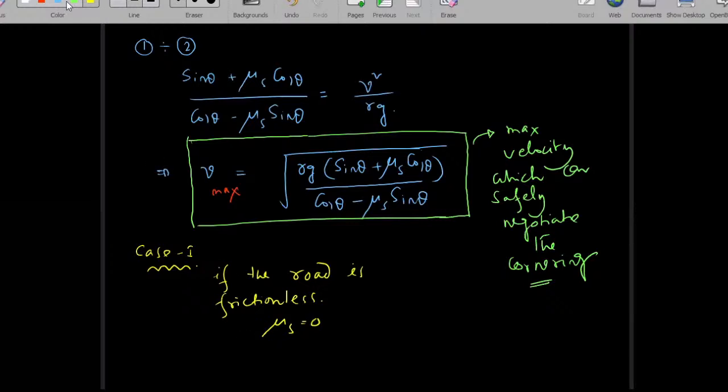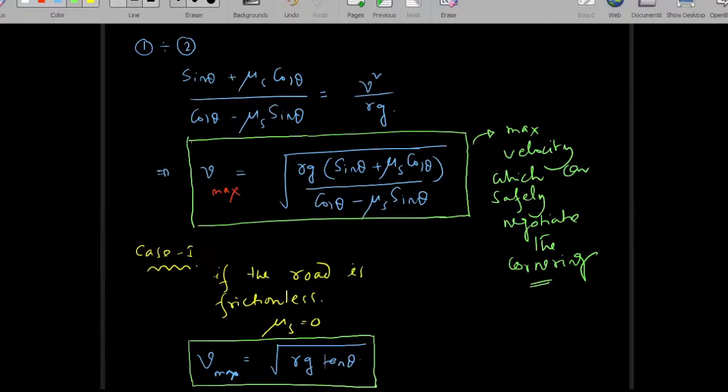Okay, it's a very simple thing to imagine. So in that case, V max equal to, let us check how much you are getting. See, mu s equal to 0 means it is simply coming sine theta by cos theta. So the value will be root under of Rg tan theta. When we take the general case, we will have a cross check whether we are exactly getting this value or not. But from the previous equation, we are getting this value.